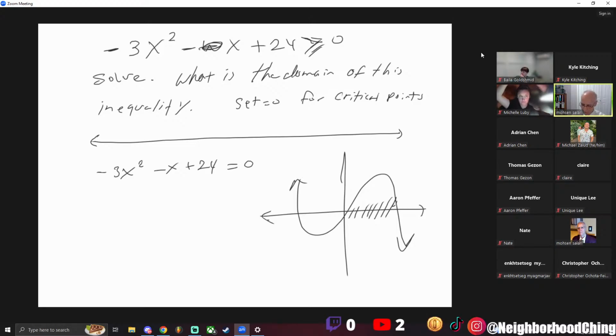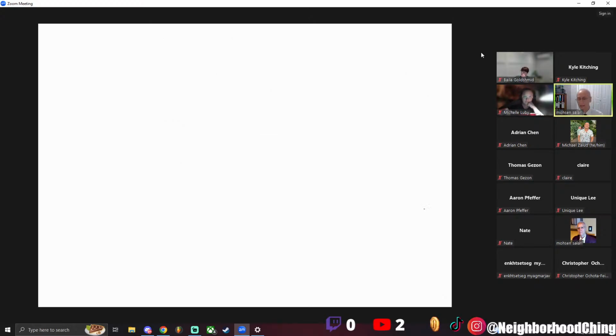So let me go to the next page. That was a rough graph, by the way, so don't let that bother you. How did he know to graph it like that? Well, all I know is a cubic graph, and since there's a negative in front, there's a reflection about the x-axis. That's all I knew.